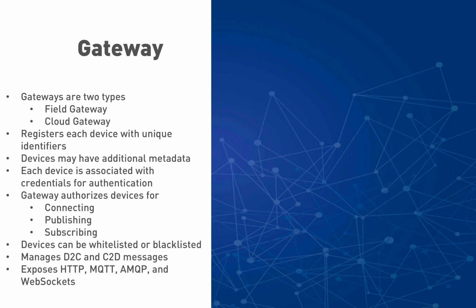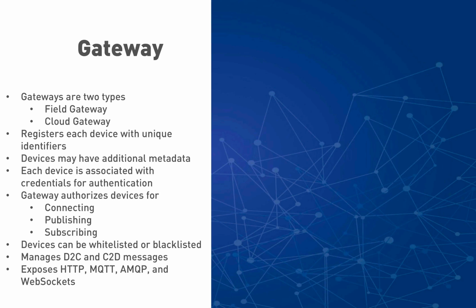So the field gateway, which is also called an IoT edge gateway, is responsible for representing those devices with the cloud platform. The gateway registers each device with a unique identifier and maintains a registry, which is almost like the yellow pages for all the connected devices. Metadata like the serial number, the make, model, firmware version, all those details are centrally maintained in the device registry, which is managed by the gateway.